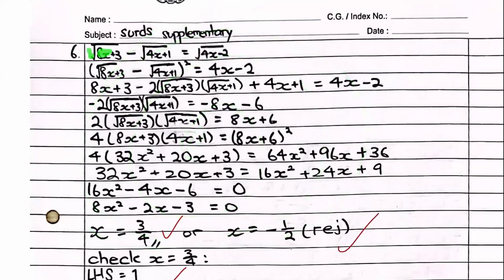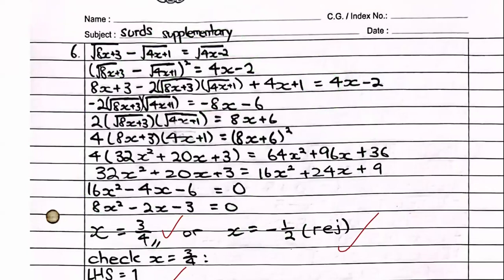When the x is trapped underneath the square root, you have to square both sides 2 times. Square 1 time, square another time. Wow, very painful. Don't do it unless you really need to. This one you really need to. Okay, finally done.